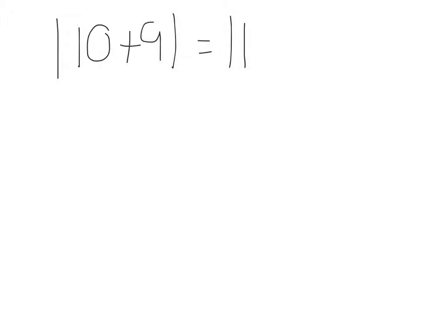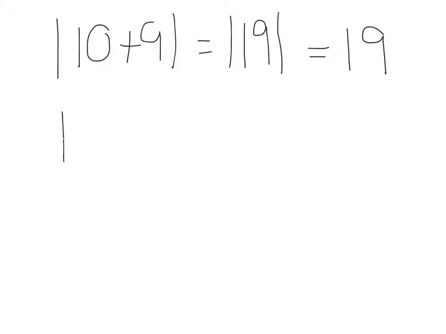We also talked about how the absolute value sign can act as parentheses when there's a problem inside the absolute value brackets. For example, if I had 10 plus 9 in the absolute value, I would solve 10 plus 9 first, which would be the absolute value of 19, and then the absolute value of 19 would be 19.